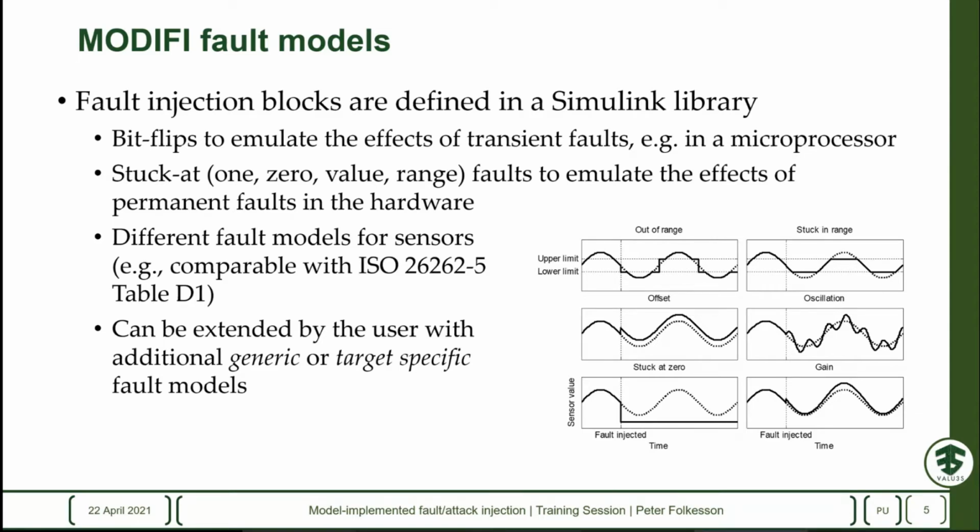Apart from these, there are different fault models for sensors, and these are comparable to those listed in part 5 of the ISO 26262 standard. And these are shown in this figure here. So apart from the stuck-at faults, these fault models include offset faults, oscillation faults, and gain faults. And as I mentioned, the library can be further extended by the user with additional fault models. And these fault models can be either generic, that is, they can be applied to any target system, or target-specific fault models.